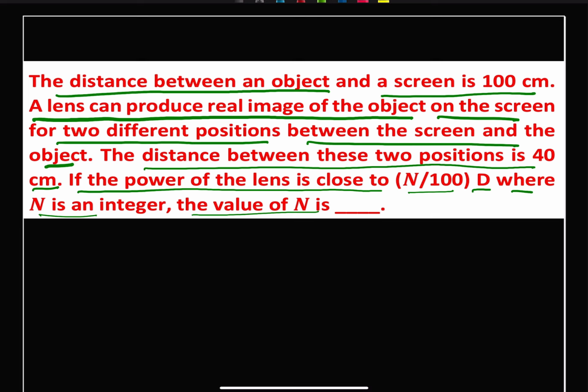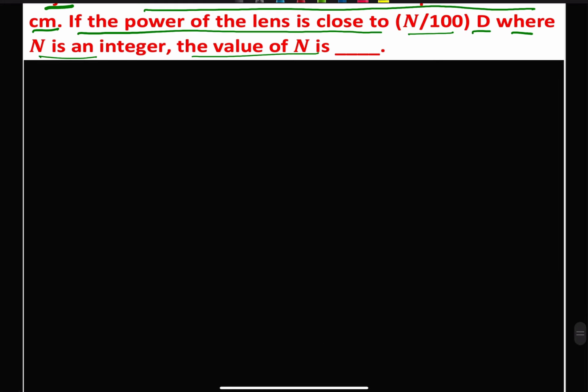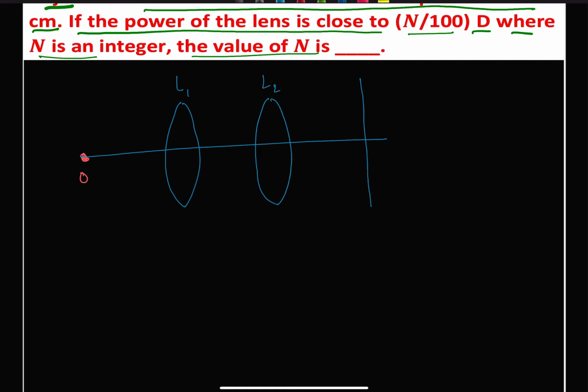So it says that it produces real image on the screen. Position of the screen will be fixed for two different positions of the lens. Okay, so we can just draw an approximate figure. So this is our suppose screen, and we have an object that is suppose somewhere here, and we have two positions of the lens. This is first position of our L1, and this is our second position, that is our L2. We are given the distance between the two is given as 40 centimeters. Okay. And the distance between the object and the screen is also given, that is our 100 centimeters.